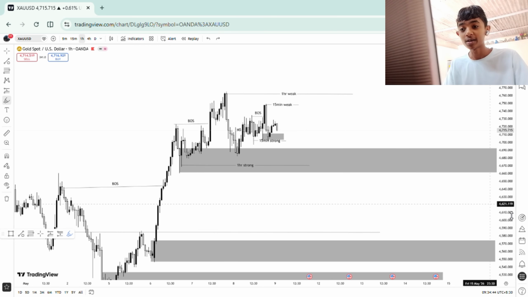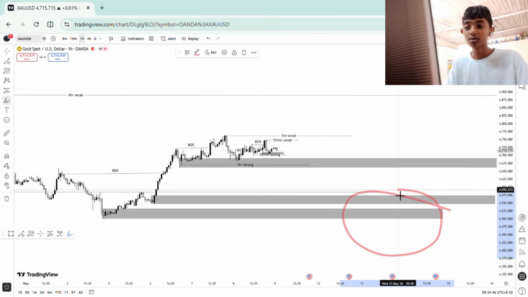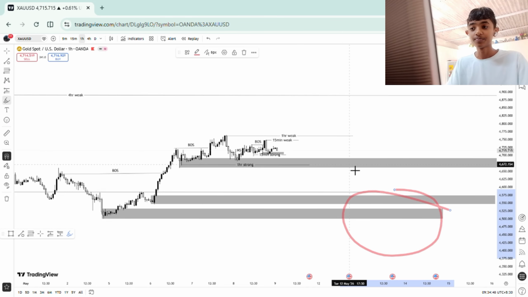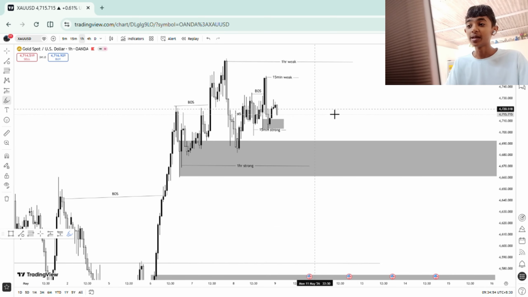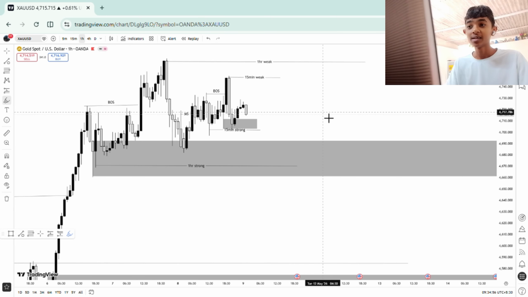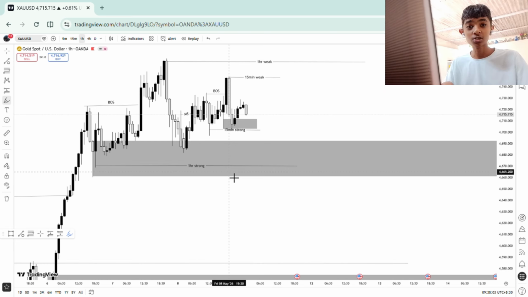But if you wanted to enter on this point of interest, you can. But if you are aggressive like me and you think that if price breaks past this 1 hour range, it means the internal structure has been shifted bearish. So for the internal structure to stay bullish, price has to hold above this level. It means we are anticipating that this is a valid point of interest.